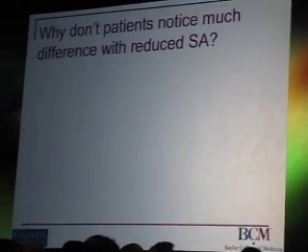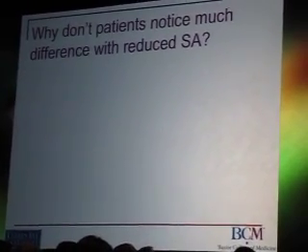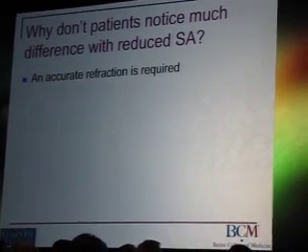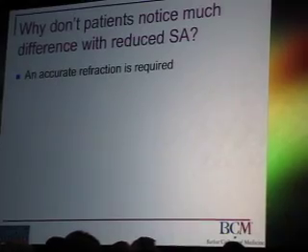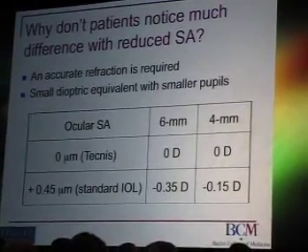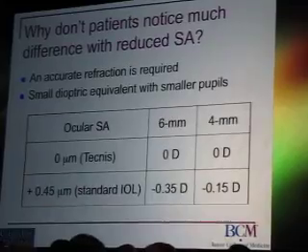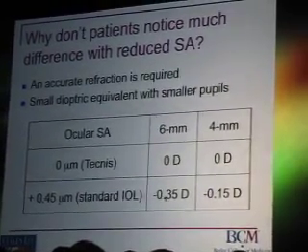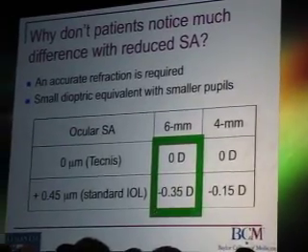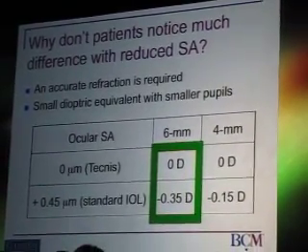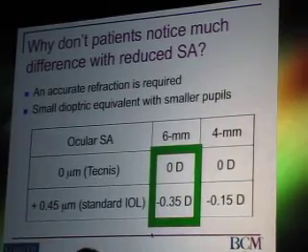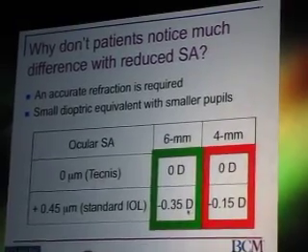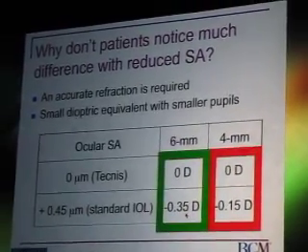Well, why don't our patients notice much about their spherical aberration? I don't think we hear a lot of comments from them about that. It's because in order to get the benefit from it, you have to have a very accurate refraction. And it very much depends on pupil size. And this demonstrates this, I think, quite well, comparing the ocular spherical aberration with the Tecnis lens and a standard lens. For a 6 millimeter pupil, you can see the difference in dioptric terms is about 0.35 diopters, which could matter in terms of seeing street signs and so on. But with a 4 millimeter pupil, it's less than 1/4 of a diopter. So it may not always be perceptible if the pupil is small.